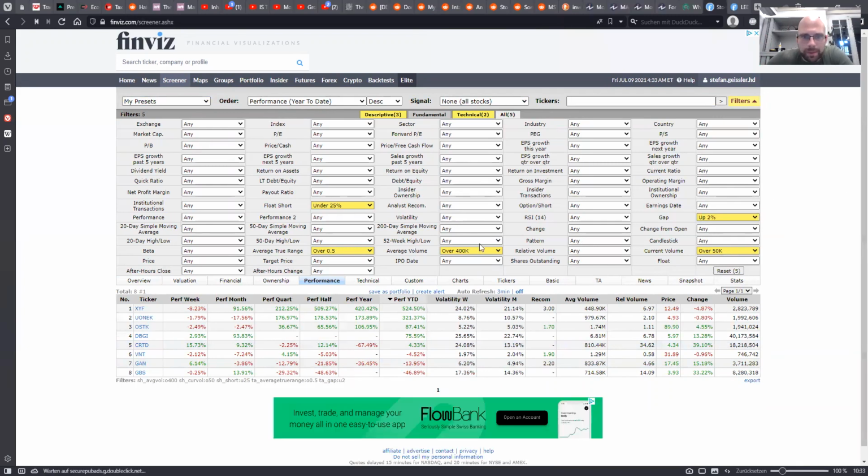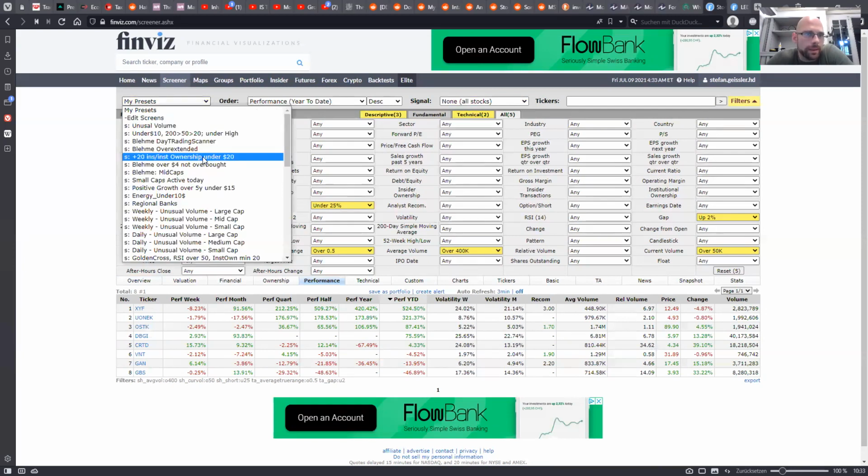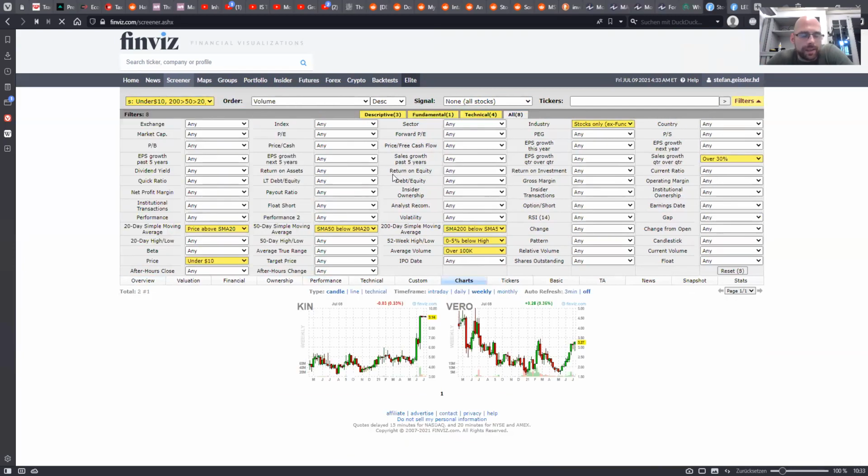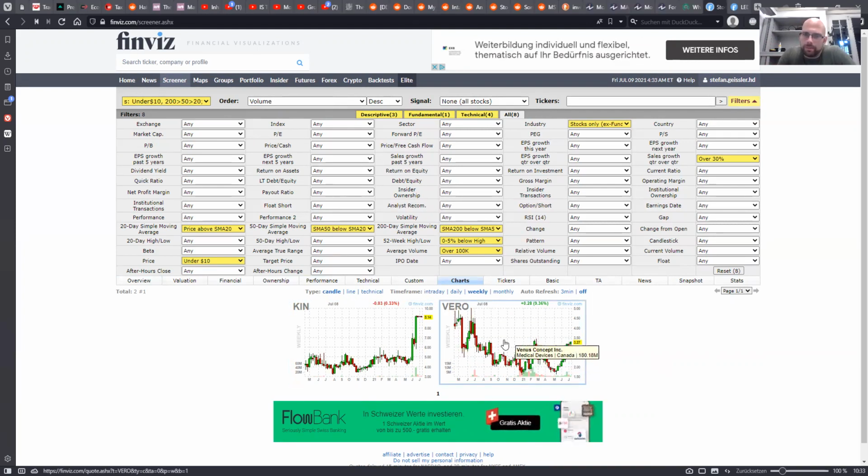Okay, so we have gap. Here I've chosen over 400K. I don't want to have slow movers, so over 0.5 average true range. That's a possible setting. Or I'm playing also with some settings here. I'm trying to have a complete bullish setup. So 200 EMA, 50 and 20 EMA are also all up. And you can see I have very bullish stocks, maybe for a possible short position or for a continuation play.